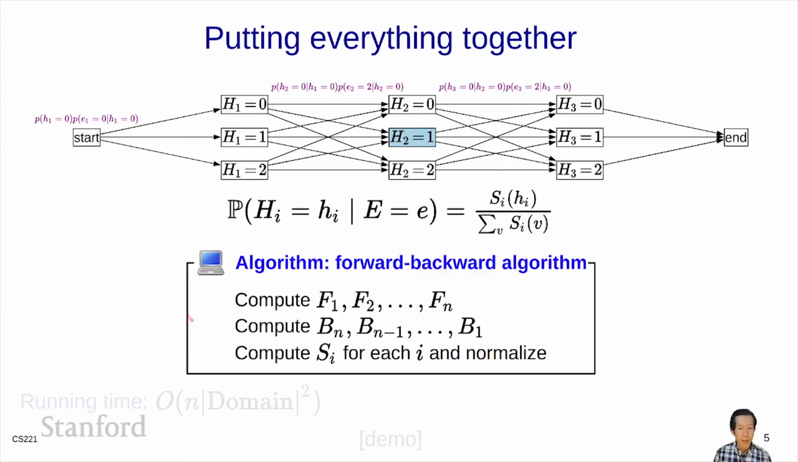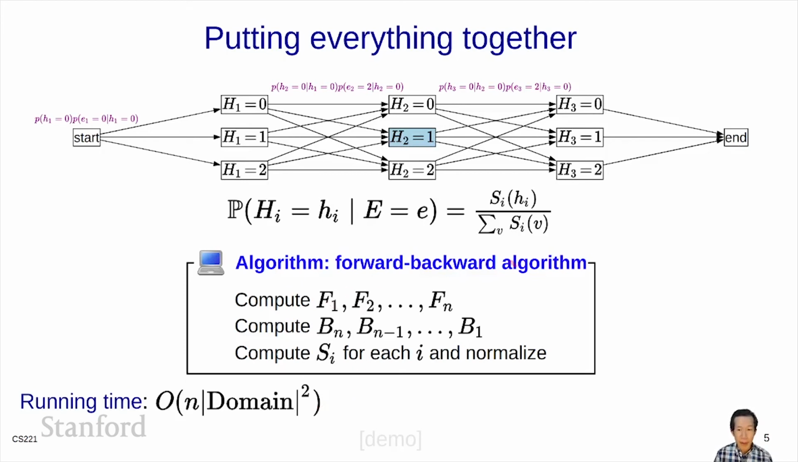So the runtime of this algorithm is, we have n time steps, and for each of the time steps, I have the number of domain elements that I need to consider. So this is the number of nodes in this lattice. And I have also another multiplicative factor of domain because to compute the recurrence, and this is exactly the number of edges in this lattice.